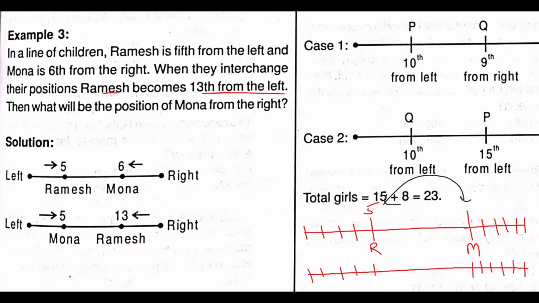When they interchange their position, Ramesh becomes 13th from the left. That means if Mona is here and if Ramesh is here, why? What we have done? We have interchanged the positions. Ma'am, but how it will be like 13? See, we have just interchanged their position. We are not counting the number of persons. See here, where it was R, we have placed M, like R is for Ramesh, M is for Mona. And where Mona was sitting, we have placed Ramesh because it is given they have interchanged their position. We have just interchanged the position for now.